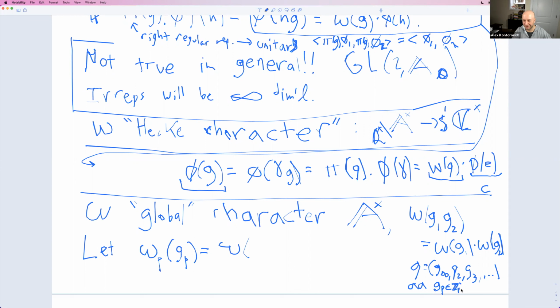Okay, so what am I going to do? How do I make a function that just takes values in the p-adic numbers? I'm going to put 1 at gamma infinity, 1 at gamma 2, and so on. When I get to gamma p, when I get to the pth place, I'll put g_p. And then I'll put 1s everywhere else.